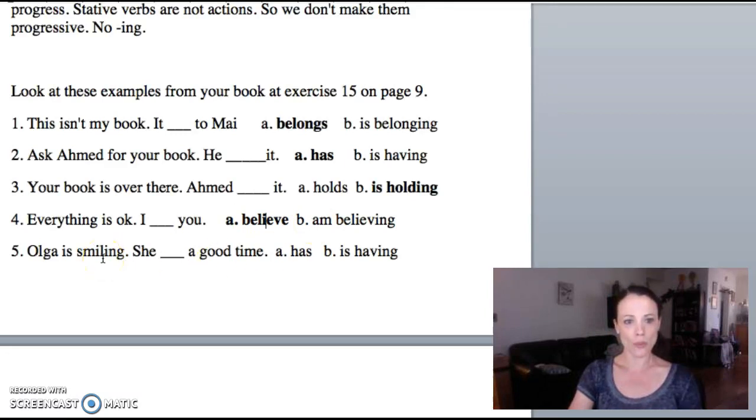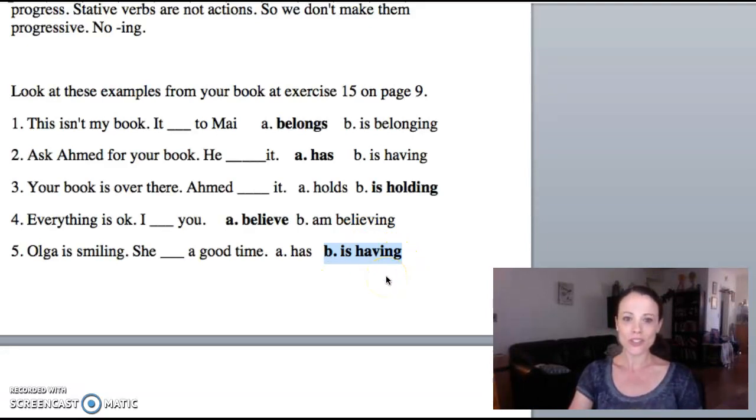And then our fifth option, Olga is smiling. She blank a good time. She has a good time or she is having. This is a tricky one. In this case, you are going to say she is having a good time. Do you know why?